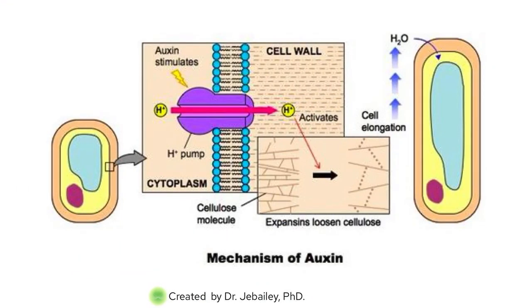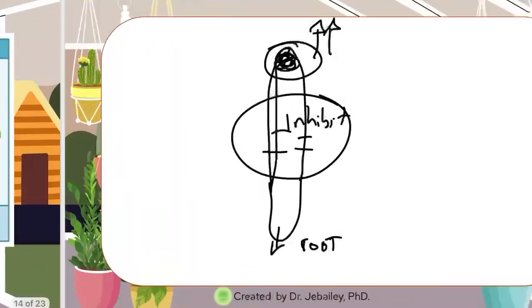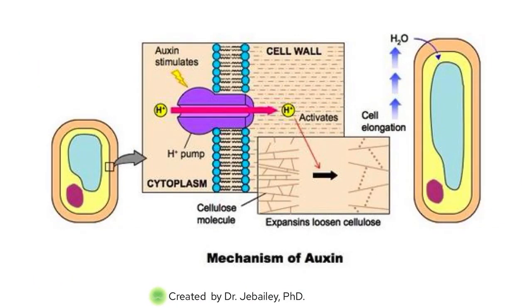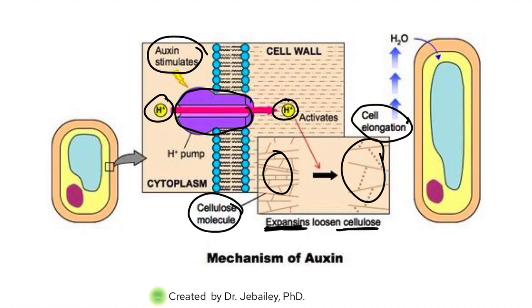Now let's understand how that growth happens when we talk about the whole movement of the auxin. It all starts with the auxin stimulating the hydrogen pump and causing the hydrogen in the cytoplasm to move towards the cell wall. In the cell wall, we have cellulose. So what does the hydrogen do? It actually activates the enzyme expansin, which basically loosens up the cellulose. So look how they were tied up here, the cellulose, and look how they became a little bit more loosened. That leads to an elongation of the cell. You see the vacuole here, how small it is, and then it becomes bigger.